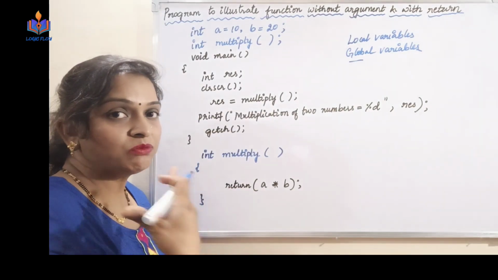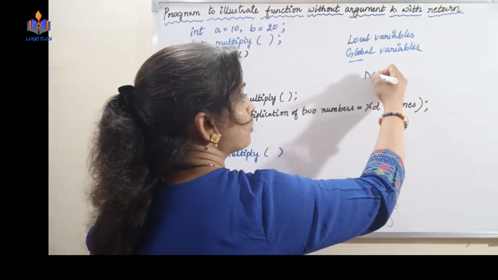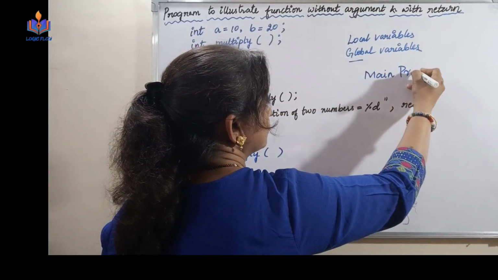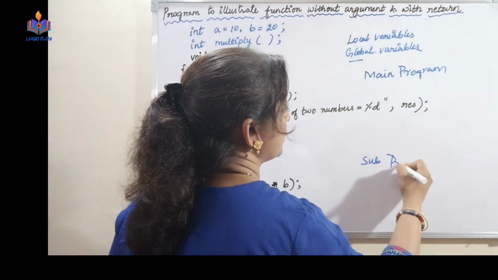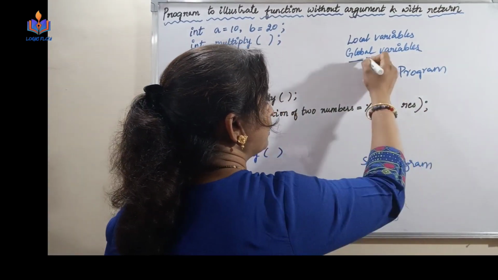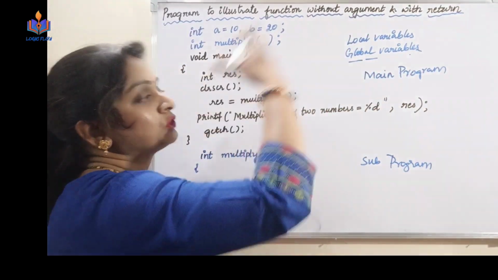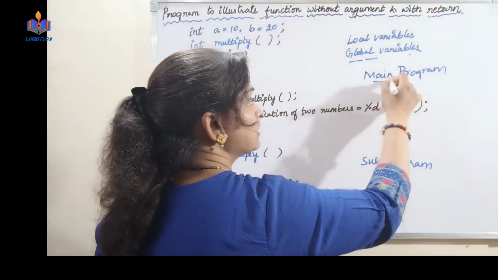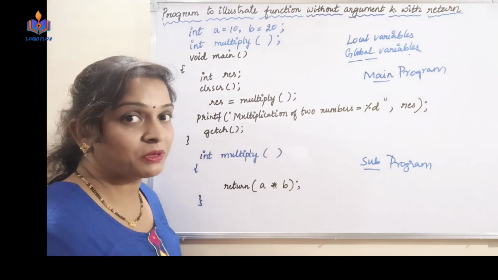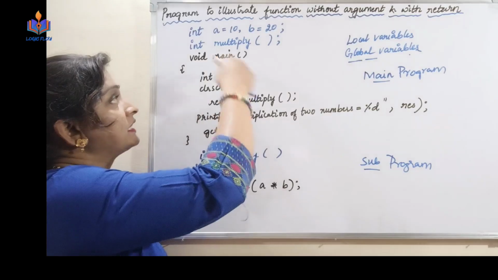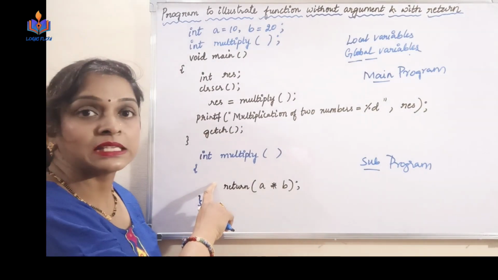So when we have this user defined function concept, throughout the program means we have the main program and the subprogram. This is what the complete program is. Coming to the global variables, they are the variables which can be accessed throughout the program, in the main program as well as in the subprogram. So where to declare this? It has to be declared globally, outside the main function, so that it can be accessed in the main function as well as in the sub function.